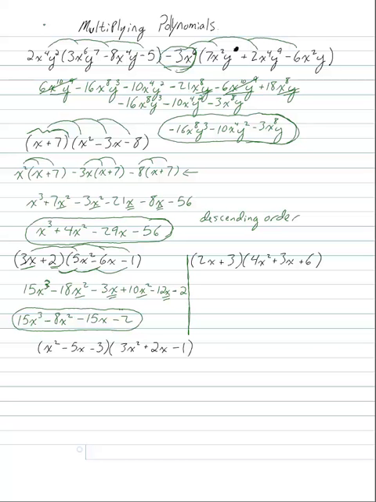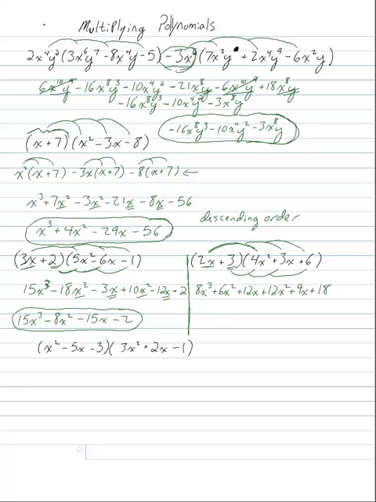So I'm going to start with my first term, my first parentheses, my 2x. And I'm going to multiply that all the way through to my second parentheses. So I'm going to get 2x times 4x squared would be 8x cubed. 2x times 3x would be plus 6x squared. 2x times 6 would be plus 12x. I'm going to take my second term and multiply that all the way through. So positive 3 times 4x squared would be plus 12x squared. Positive 3 times 3x would be plus 9x. Positive 3 times 6 would be plus 18.